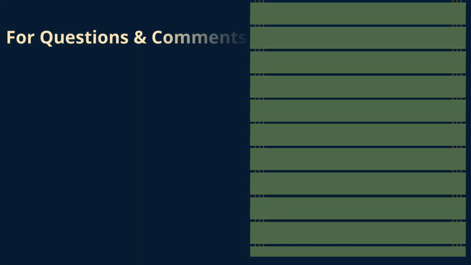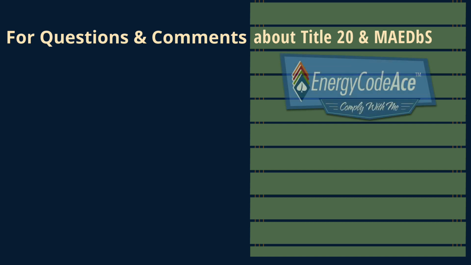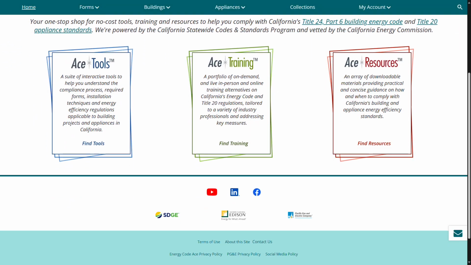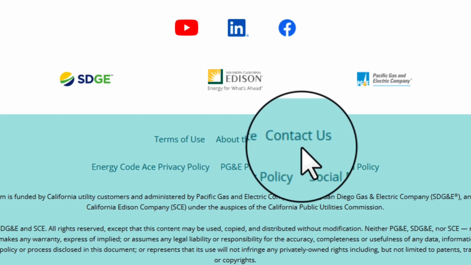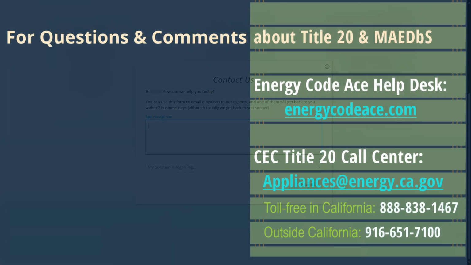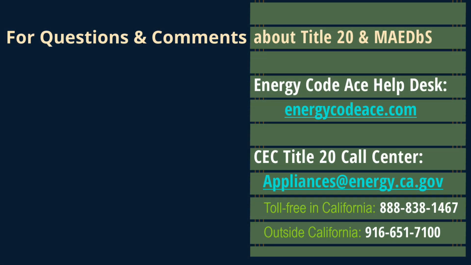If you have questions and comments about the Title 20 technical requirements or compliance process, you can contact us at energycodeace.com by clicking the Contact Us link at the bottom of the page. You'll need to be signed in to Energy Code ACE to access the request form. Or reach out to the CEC by emailing or phoning their Title 20 call center.